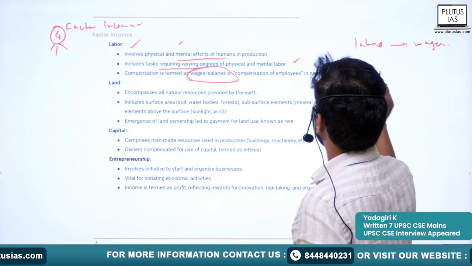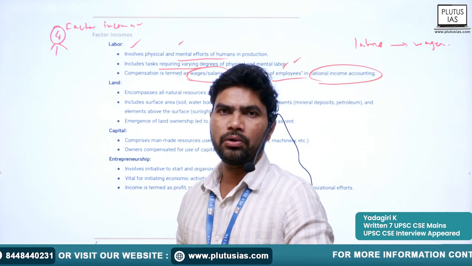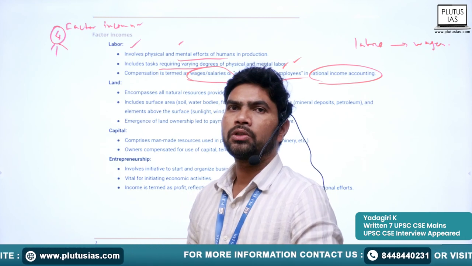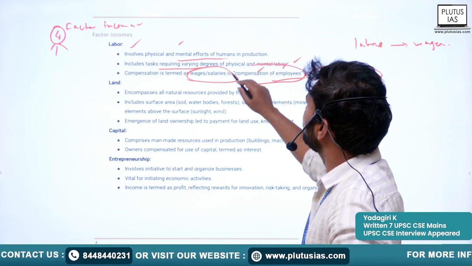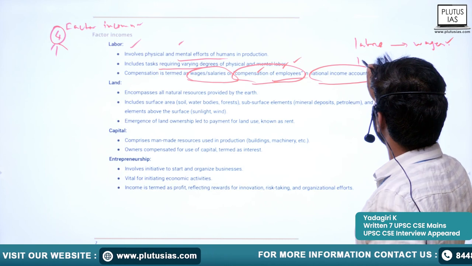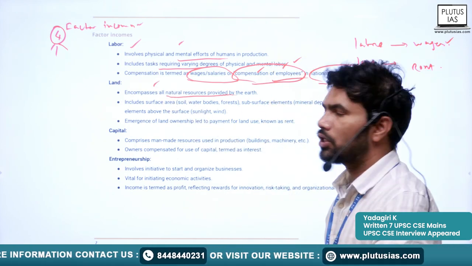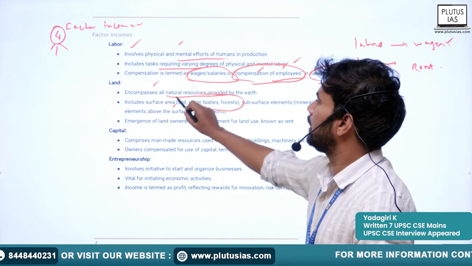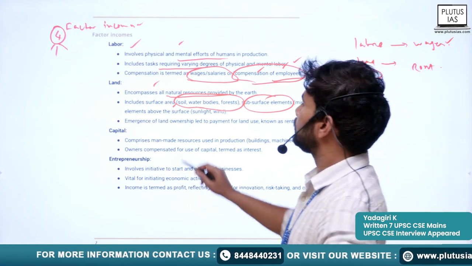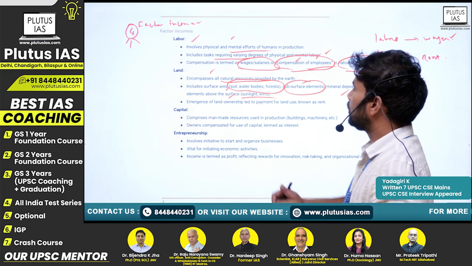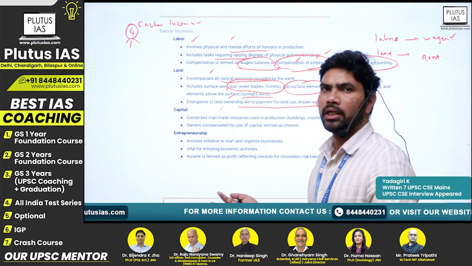In national income calculation, it is known as compensation of employees. All these concepts we are going to study are very important for the calculation of national income, so in that aspect we are studying them. In national income calculation terms, it is known as compensation of employees, or simply wages. Next one is land. For land, we will get rent. Land encompasses all the natural resources provided by the earth. It includes surface area, subsurface elements like mineral deposits and petroleum, and elements above the surface like sunlight and wind. The emergence of land ownership led to payment for land use, known as rent. So for land, the income generated is rent.